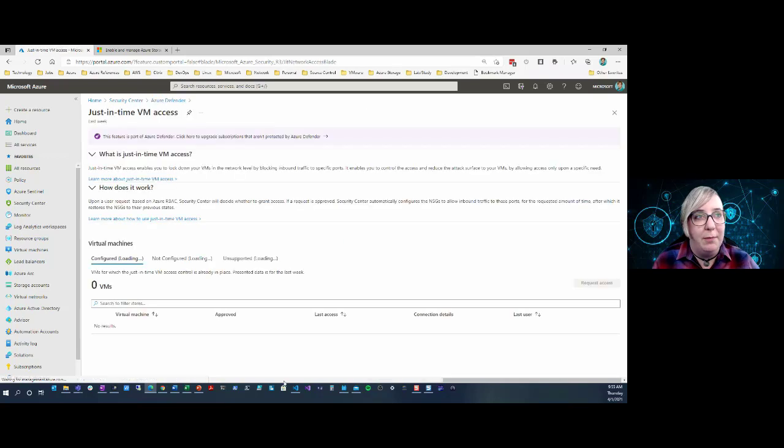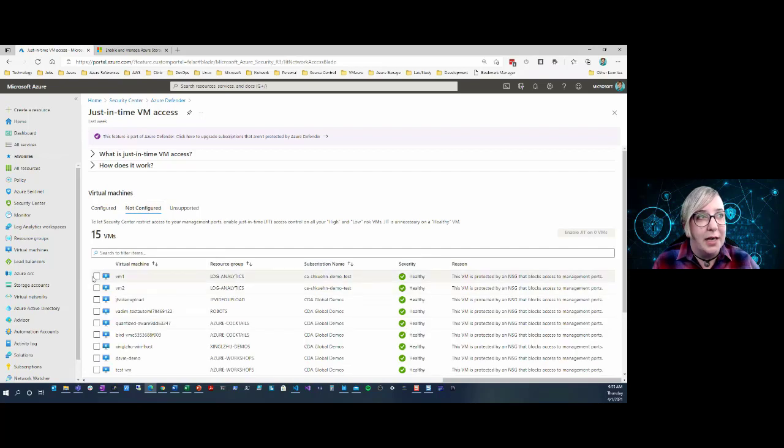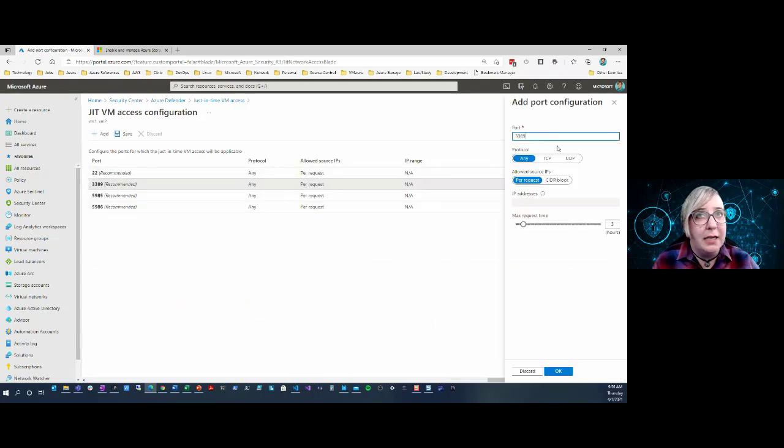The just-in-time VM access, we could enable it on these, or this has already been enabled on these VMs, so you could request access this way. You'll see all the VMs where it's not configured. These are in my subscription, so I'll enable it on those two VMs. We'll enable it for 3389, and we'll set the max request time. It looks like you can actually go higher. I try to keep it at 3 hours.